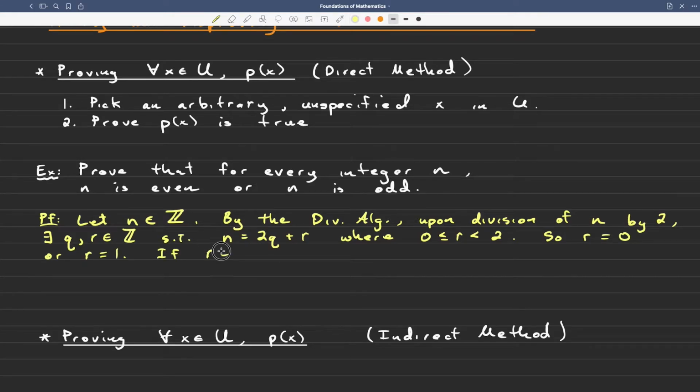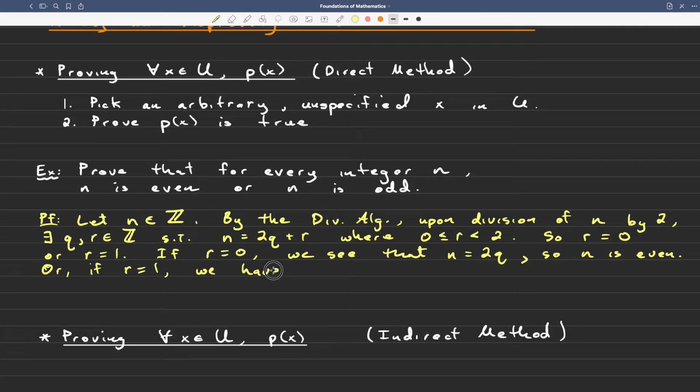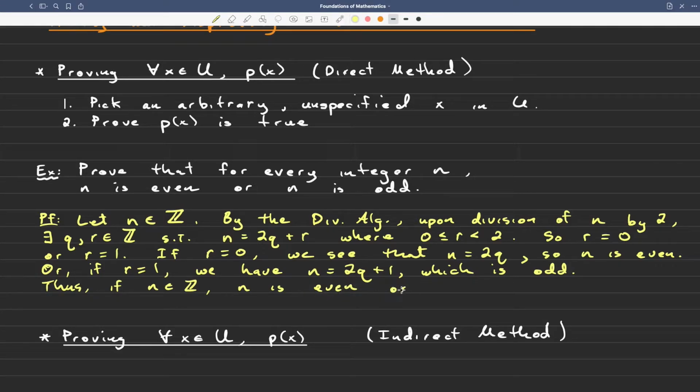Well, if r is equal to 0, we have this expression here, n is equal to 2 times q plus r, and if r is equal to 0, we see that n is equal to 2 times q, so n is even. Or if r is equal to 1, then n is equal to 2 times q plus 1, again relying on this expression right here, that n is equal to 2 times q plus r, and we see that that is odd. Thus, if n is an integer, n is even when the remainder is equal to 0 when you divide by 2, or n is odd when the remainder is equal to 1 when you divide by 2.